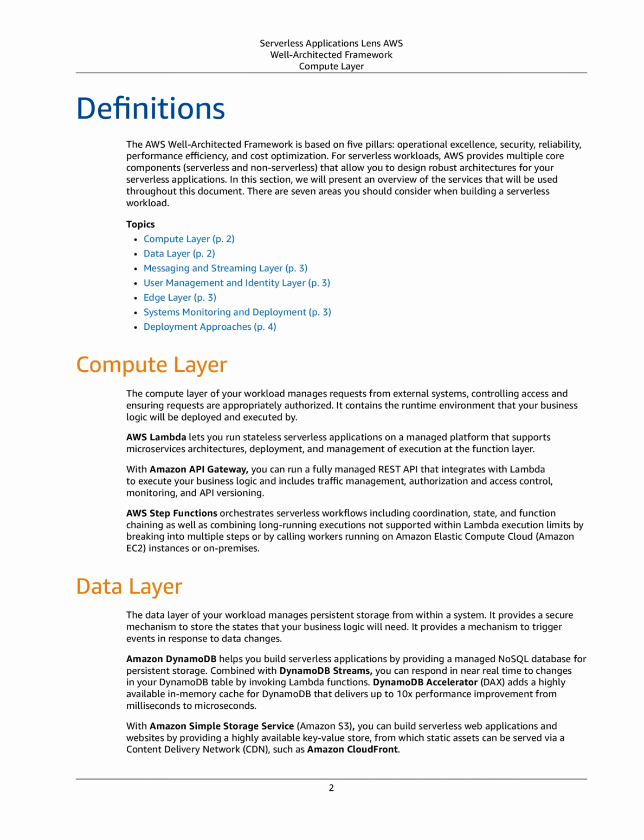With Amazon API Gateway, you can run a fully managed REST API that integrates with Lambda to execute your business logic and includes traffic management, authorization and access control, monitoring, and API versioning. AWS Step Functions orchestrates serverless workflows including coordination, state, and function chaining, as well as combining long-running executions not supported within Lambda execution limits by breaking into multiple steps or by calling workers running on Amazon Elastic Compute Cloud (Amazon EC2) instances or on-premises.